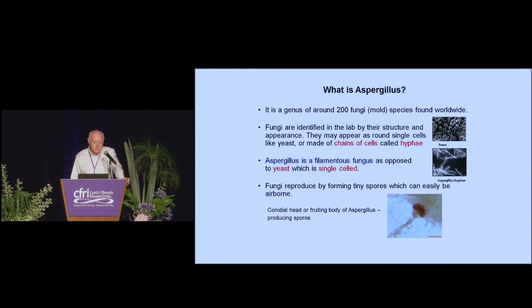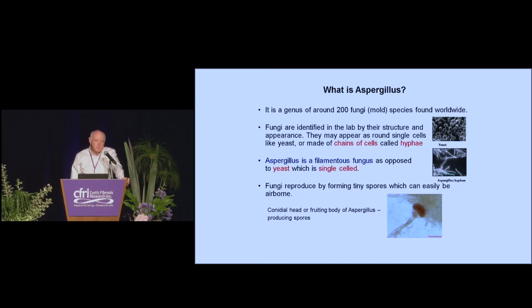So they can appear as either single cells, which are called yeast, and in CF, yeasts are very common, and you may be familiar with Candida, the organism that causes thrush. That's also found in the respiratory tract very commonly, as I'll show you. But more commonly, many organisms are found as these chains called hyphae, and Aspergillus is one of the hyphae-producing fungi. We call those filamentous because they're little filaments. These mycelia look like filaments as opposed to the single-celled organism.